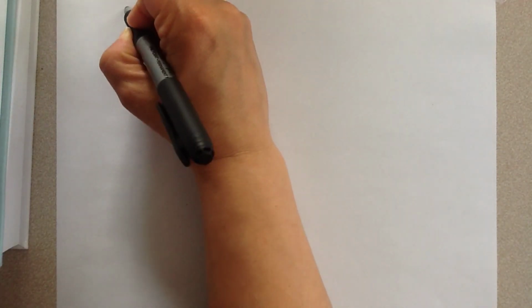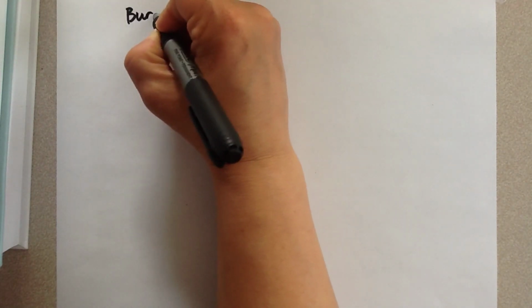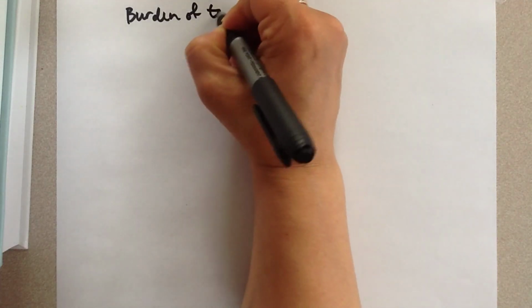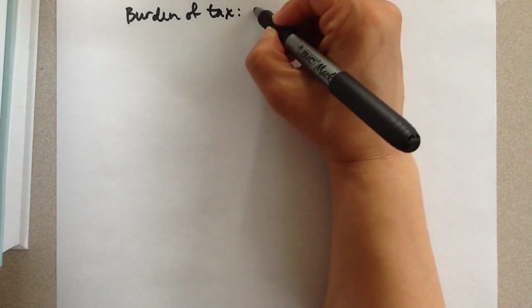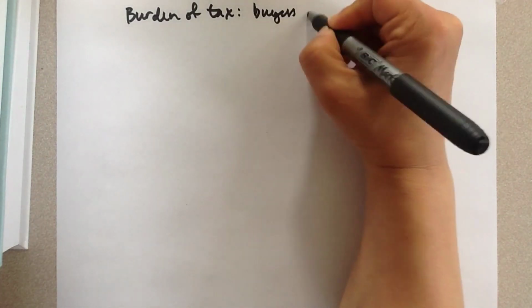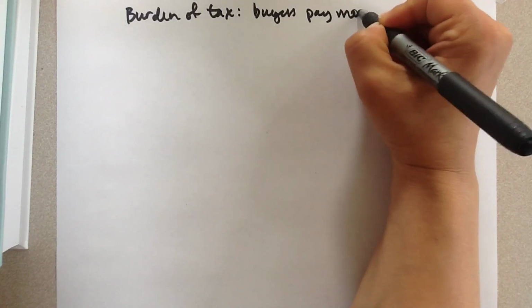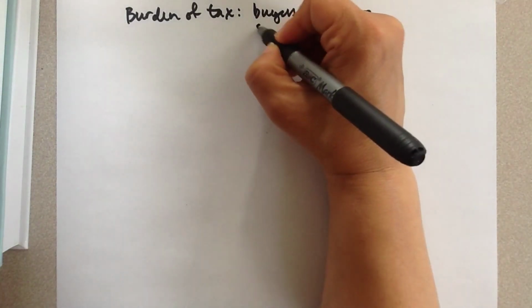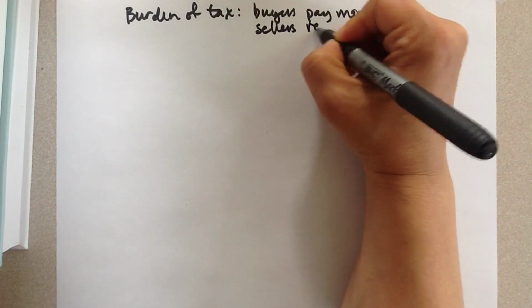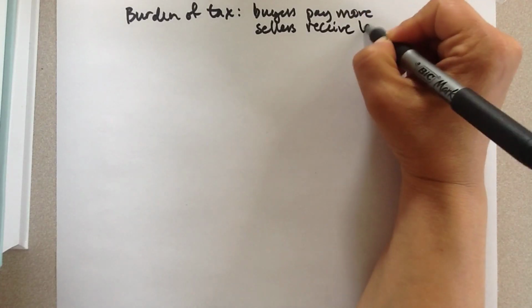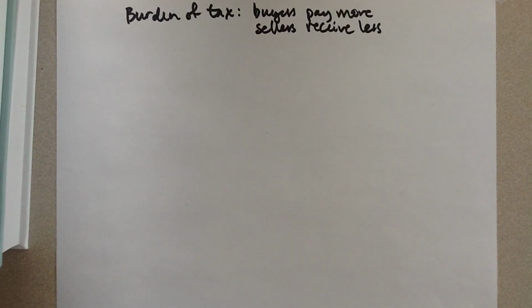So we saw before that there's a burden of the tax. When the tax comes in, typically the buyer is going to pay more and the seller is going to receive less than without that tax. But exactly how that tax is distributed across the two groups is the burden of the tax.